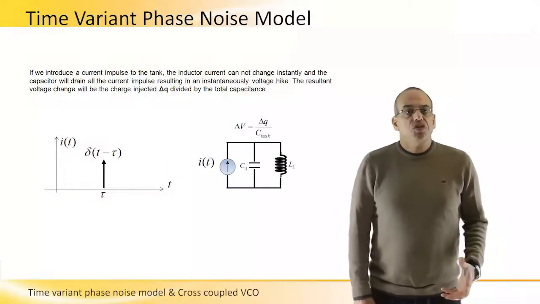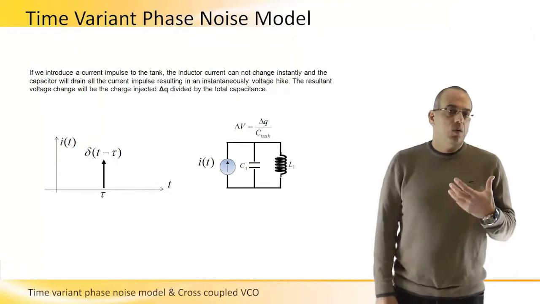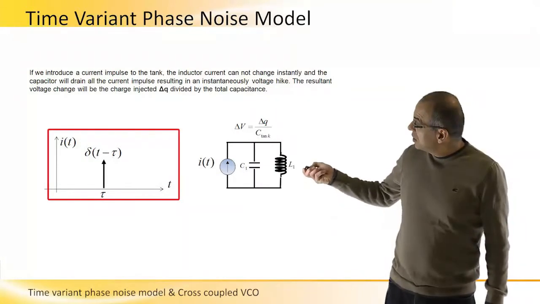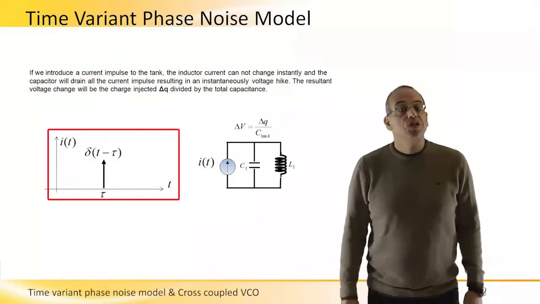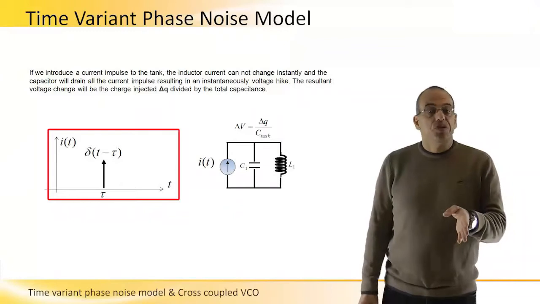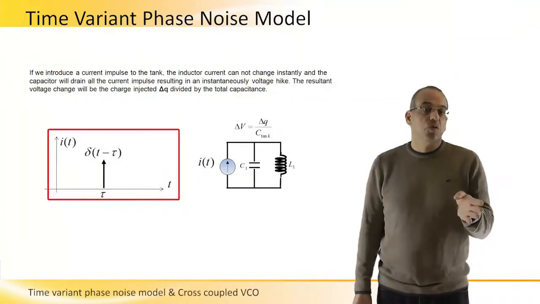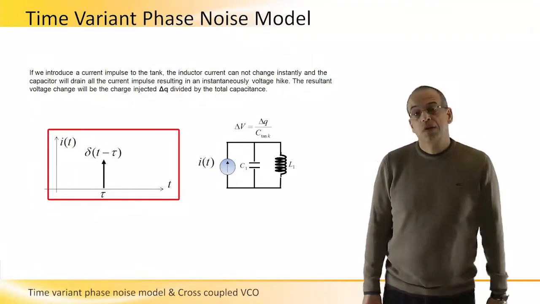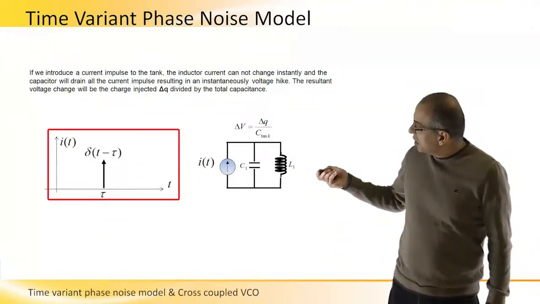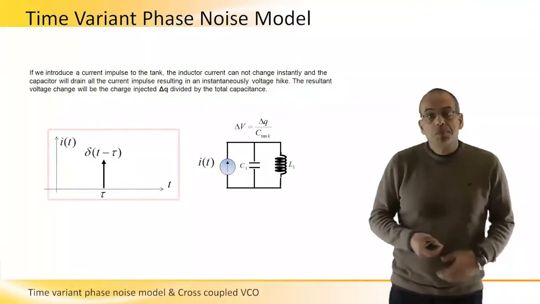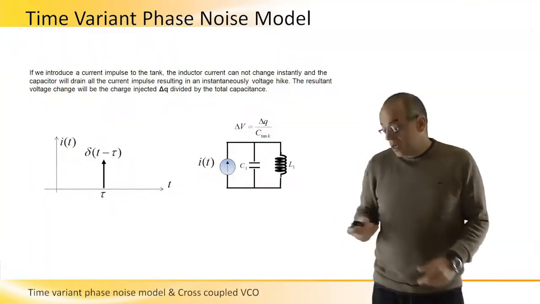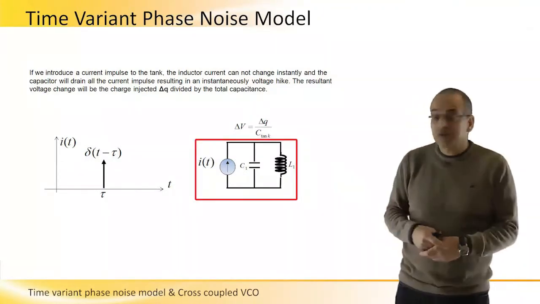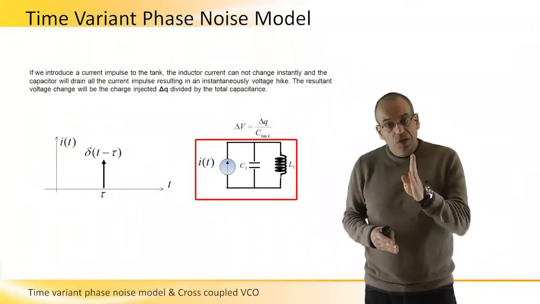For energy conservation in the tank, we want to introduce current pulses at very short durations that will return the energy that was lost during the full period in the tank in a very, very short instant. So we will describe it as a current delta in the time domain. And if we look at the tank, we inject current into the tank with this current delta.